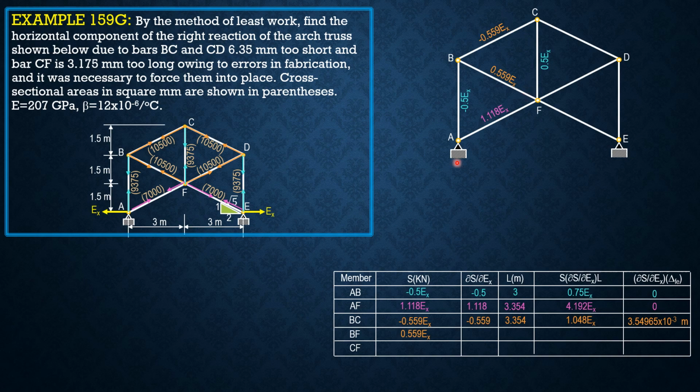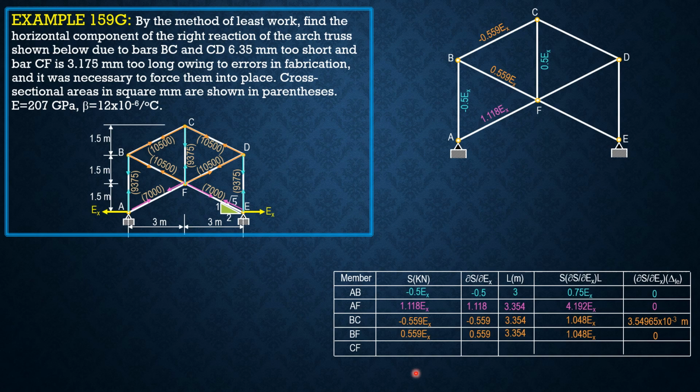So we only analyze the left half by symmetry. And we note that CF is the only one member which has no identical member, so one value of S, partial of S with respect to EX times length should be multiplied by half in our calculation. So 0.559, length 3.354. Then this is 1.048 EX. BF is not involved in fabrication error, so that's 0.